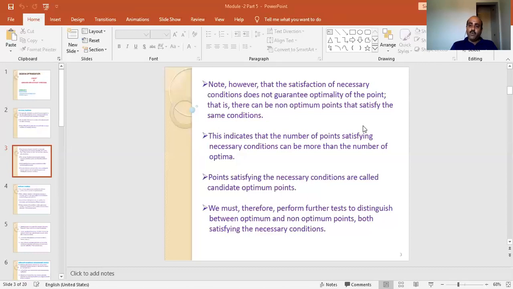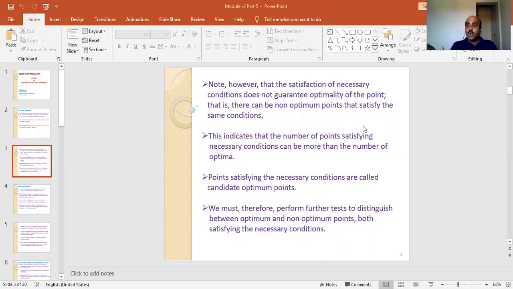So now we want to distinguish the optimum points from non-optimum points. In a domain, you might have n number of points. All the points might be satisfying the necessary conditions.